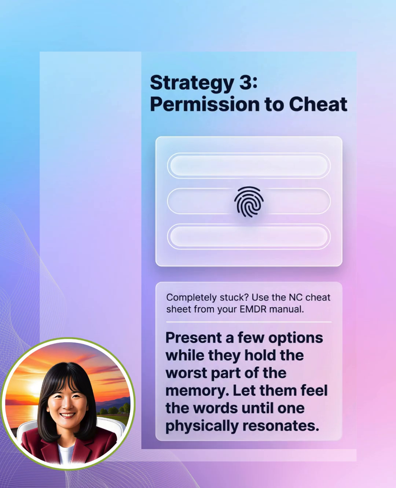And then sometimes none of them might be right, but close enough, and it will prompt the client to think about and activate what's the right negative cognition by throwing them some of the close ones.